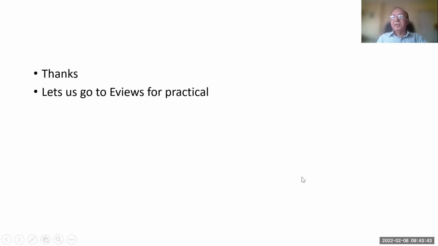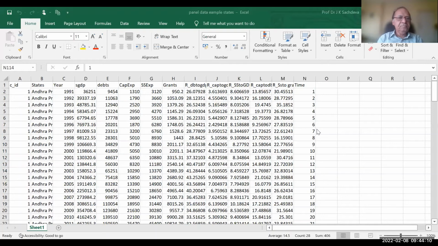I will first show you the data on the Excel sheet. You can see the Excel sheet. In it, we have taken up the states, the year, state GDP, debts, capital expenditure, social sector expenditure, and the grants given by government. Then we have taken up the ratio of debt to GDP, so this is debt divided by state GDP. Similarly, the ratio of capital expenditure to GDP, which is capital expenditure divided by SGDP. Similarly, we have social sector expenditure divided by SGDP. So this is the ratio.